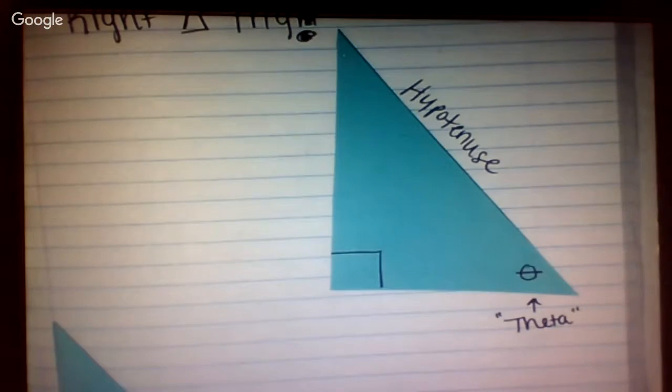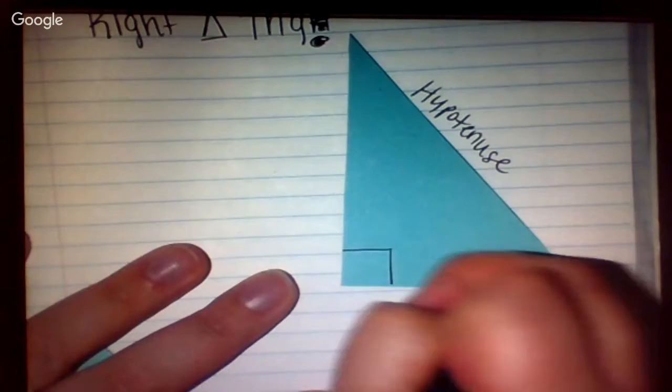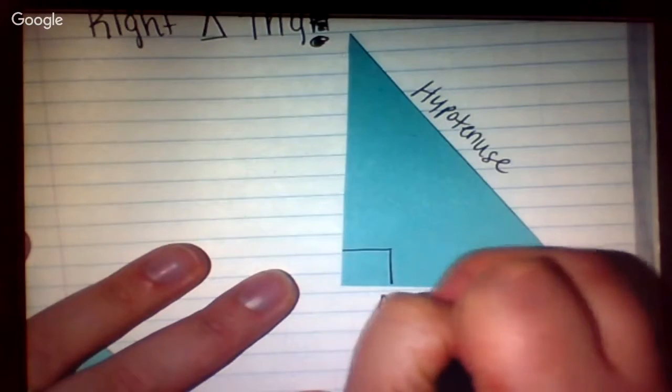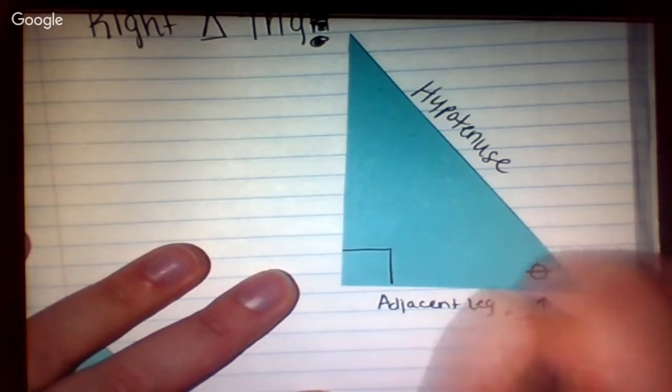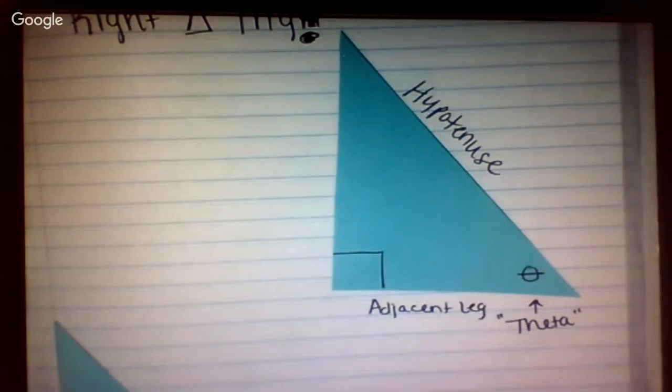So we've got two legs. One of them is the adjacent leg, and the other one is the opposite leg. Your adjacent leg, according to your reference angle, this would be your adjacent leg. Why do you think that one's your adjacent leg? What does the word adjacent mean? Next to. Adjacent means next to. So it is right next to your reference angle.